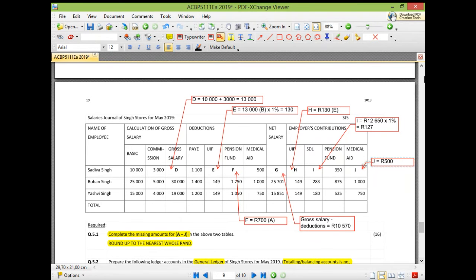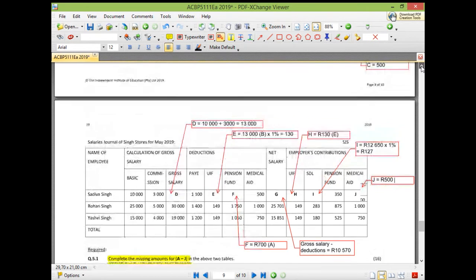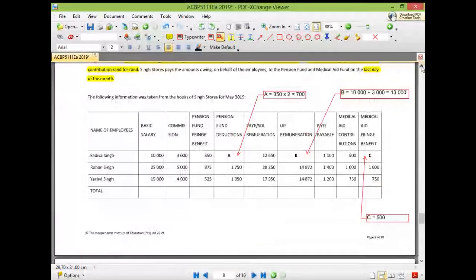Okay, so the SDL, I'm just going to repeat that. The SDL is calculated. We take the pay as you earn SDL remuneration amount that is provided, and you multiply it with 1% to get to the SDL amount that the employer needs to pay over to SARS. Okay.